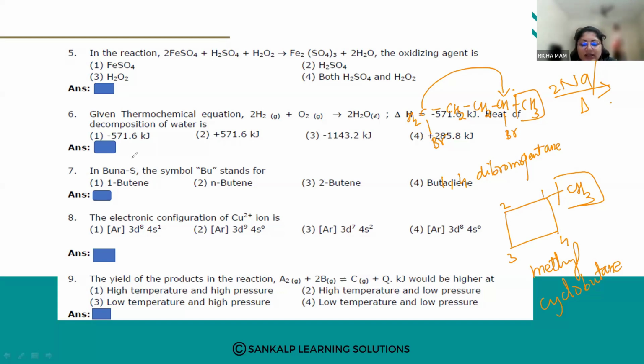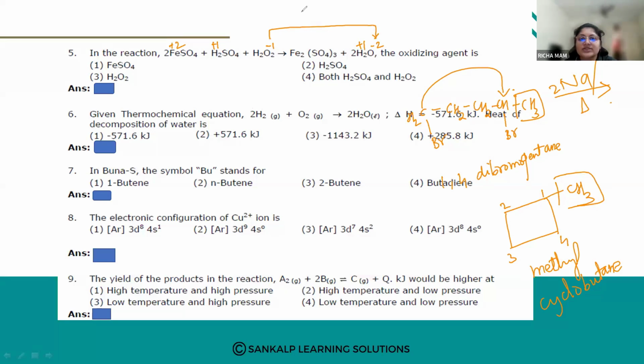So in this reaction, you can see FeSO4, where Fe is plus 2 and SO4 is minus 2. In H2O, each hydrogen is plus 1 and oxygen is minus 2. In H2O2, each hydrogen is plus 1 and each oxygen is minus 1. So H2O2 is the oxidizing agent. It will oxidize others and itself undergoes reduction.